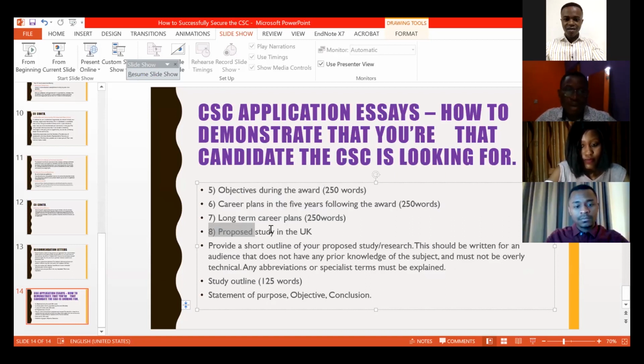Now, this is the last part for my own side, which I'm going to be talking about, which is that you should provide a short outline of your proposed study or research. Now, this should be well written for an audience that does not have any prior knowledge of the subject and must not be overly technical. Any abbreviations or specialist terms must be explained.